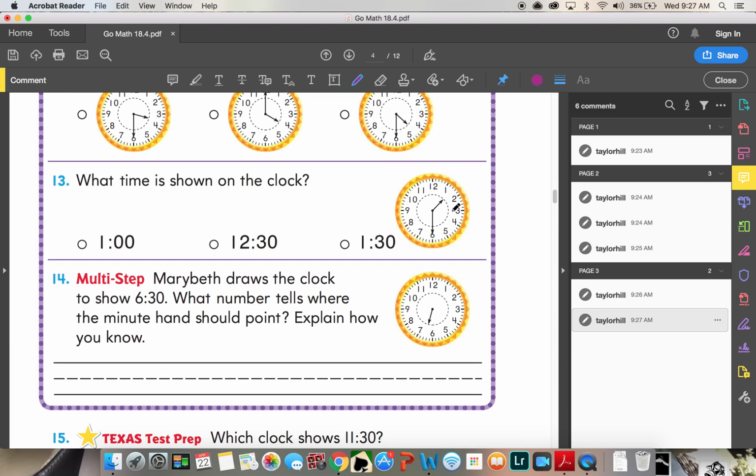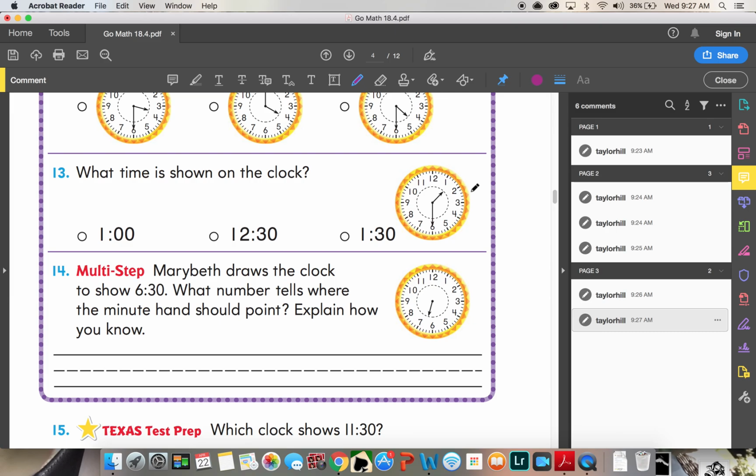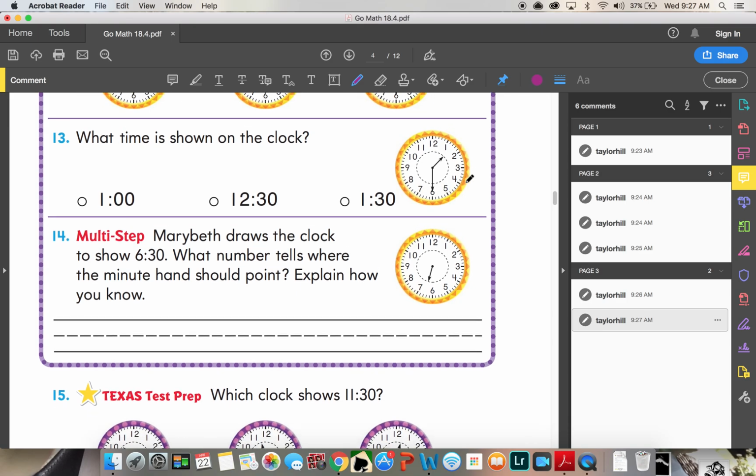What time is shown on the clock number 13? So you look at the clock, you see that the hour hand is in between the 1 and the 2, and the minute hand is pointing at the 6. So which time is that?